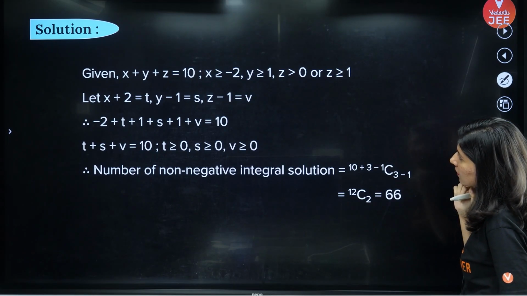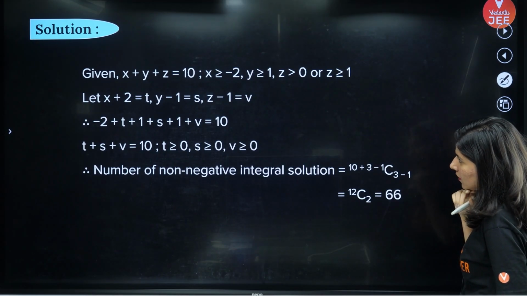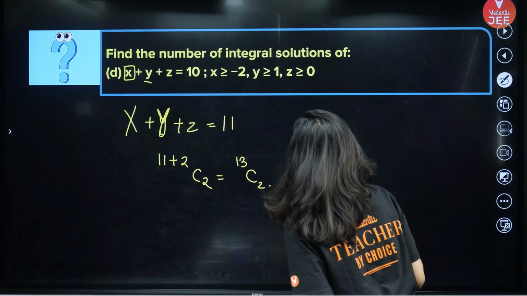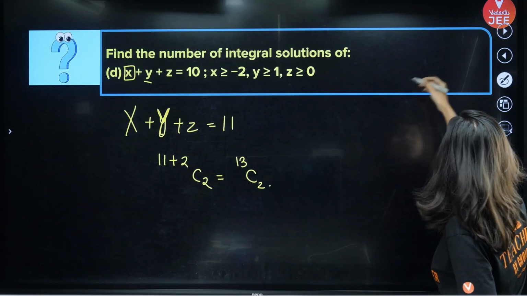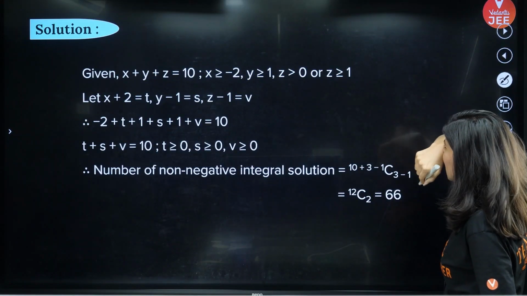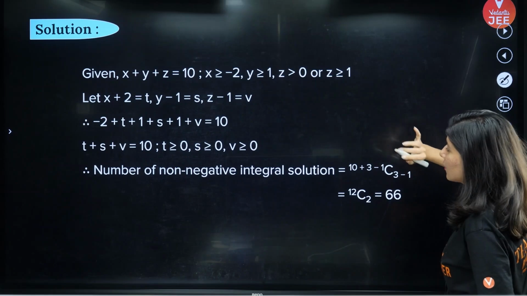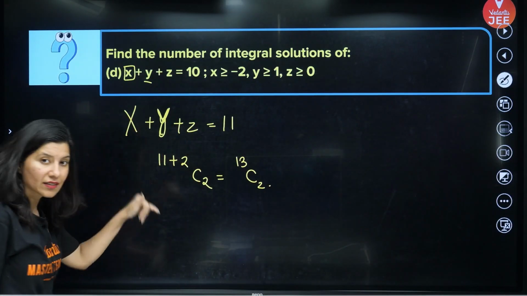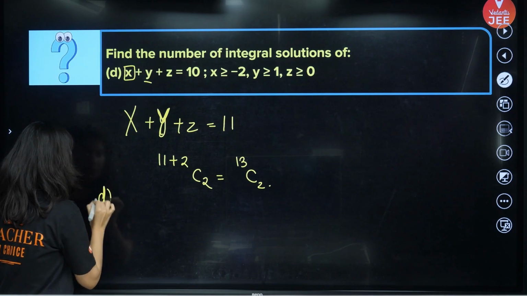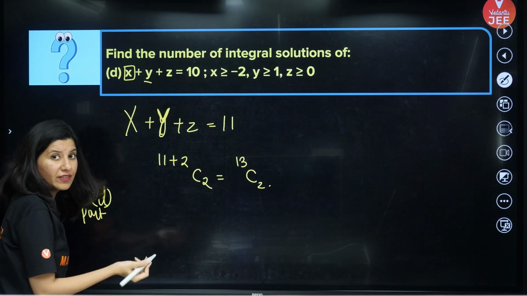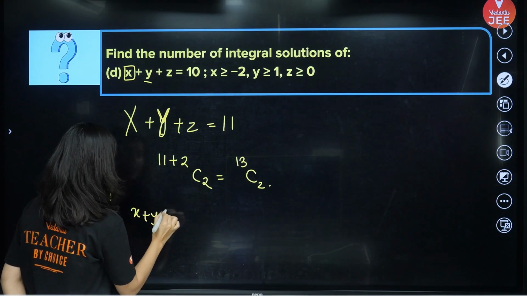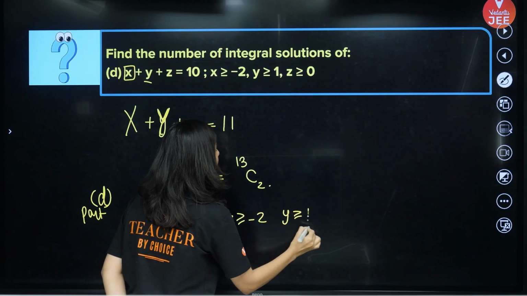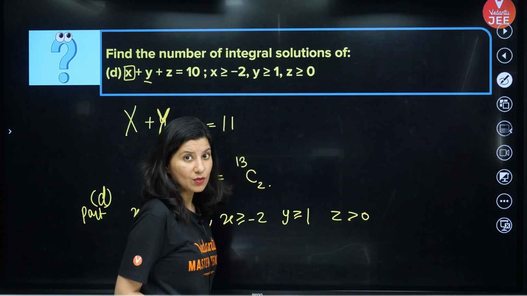Z greater than or equal to 0 they are writing, but here they are writing greater than 0. Okay. So this solution, now this is right. This is absolutely right. Now there is D ka part 2. If they will say x plus y plus z equals to 10 and x greater than minus 2, y greater than or equal to 1, z is strictly greater than 0.